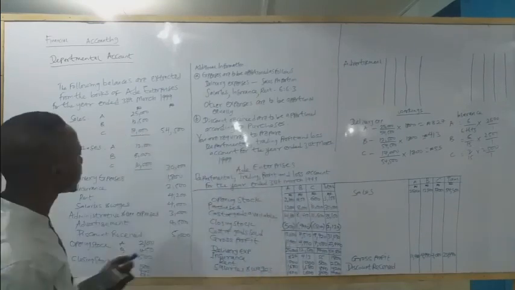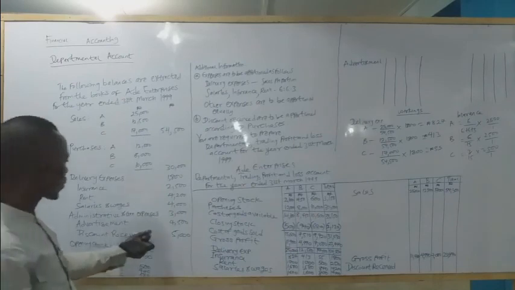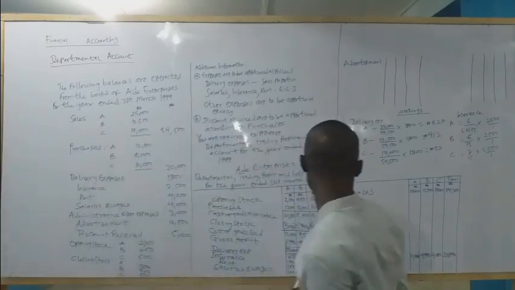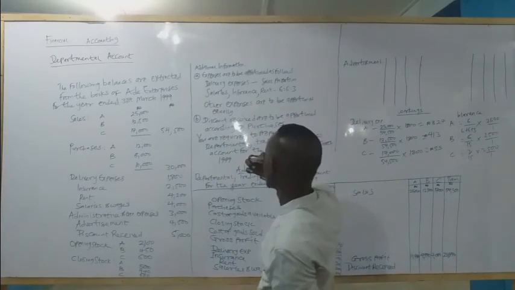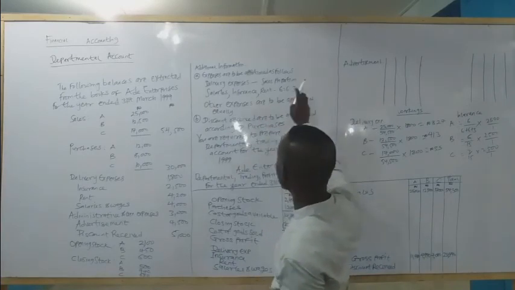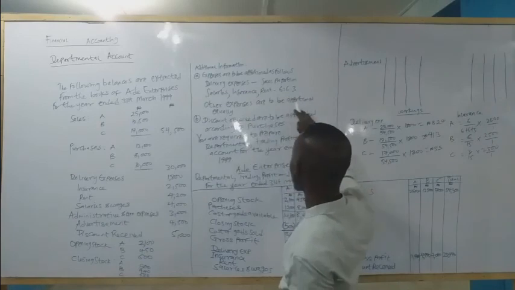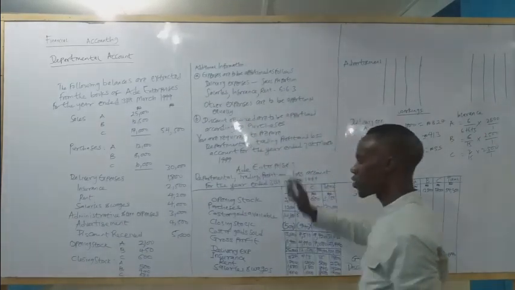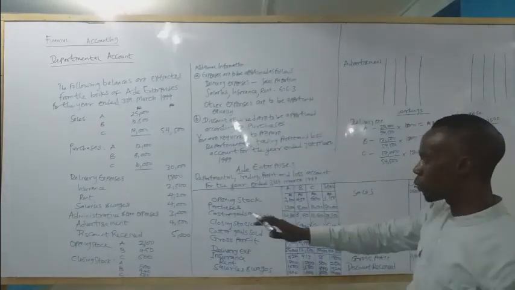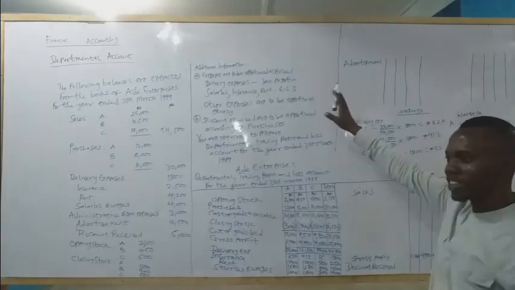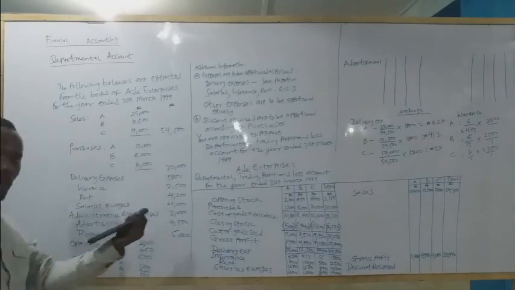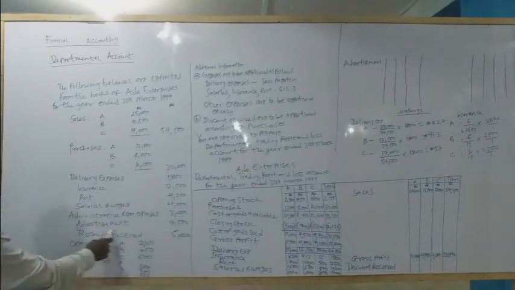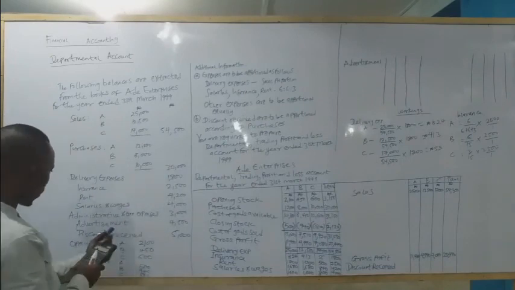Then the last one, which is advertisement. We are told that delivery expenses, salary, insurance and rent are shared on given bases. Other expenses have to be apportioned equally. We are not told how to apportion advertisement, so any other expenses equally. So we are dividing advertisement by 3, because we have 3 departments. So advertisement is 4,500.